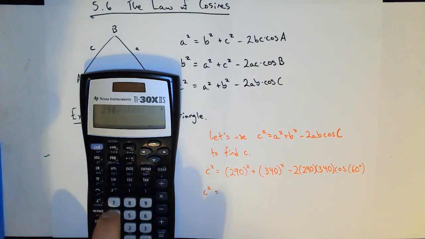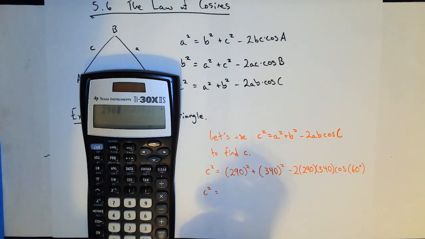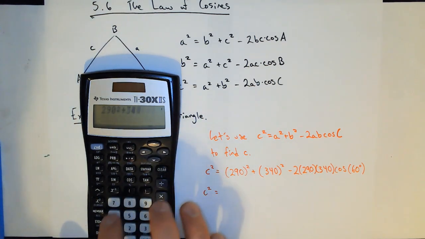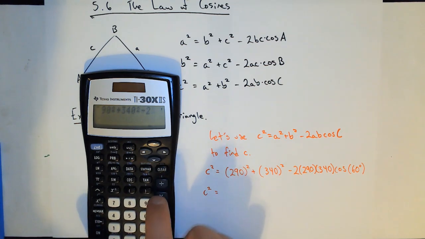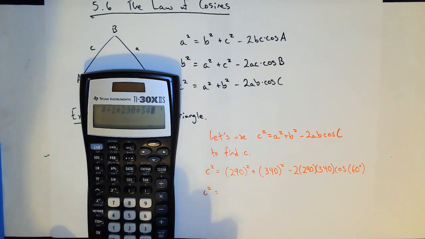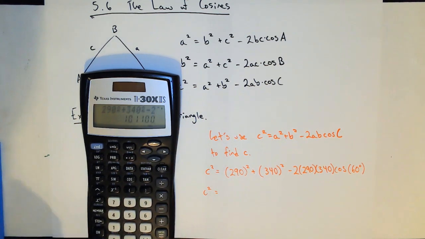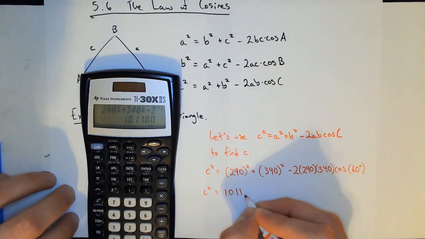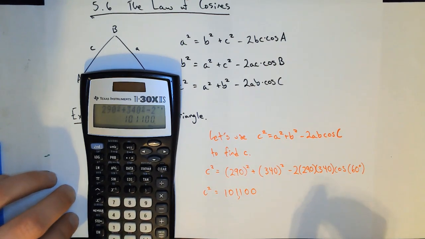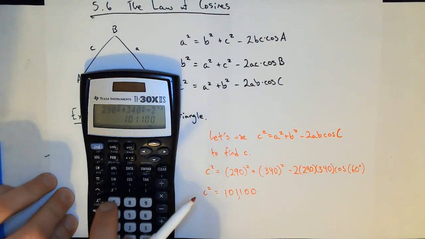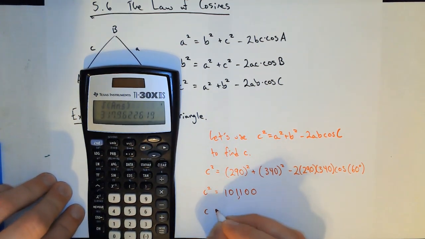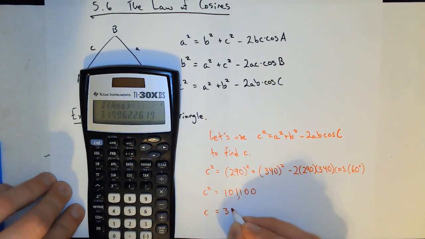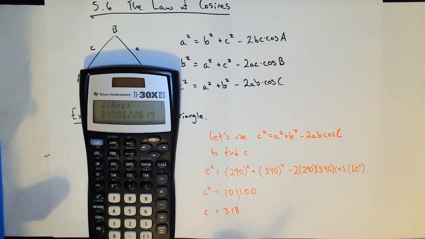So let me go ahead and write down c squared is equal to 290 squared plus 340 squared minus 2 times 290 times 340 times cosine of 60 degrees. And I'm getting that crazy number, 101100. And then I'll square root it so that c is equal, and I'll round to a whole number, 318. Good, 318.